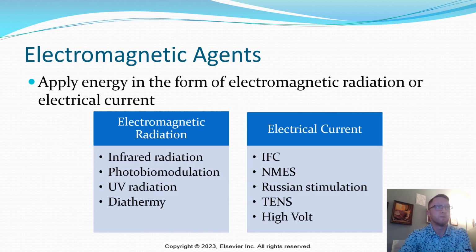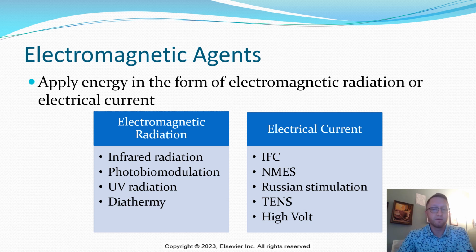When you look at electromagnetic agents, we're applying energy in the form of electromagnetic radiation or some type of electrical current. So we're not going to see a lot of these electromagnetic radiations in class. We are going to discuss them in lecture, but it's not anything that we have in the lab setting. We don't have a diathermy machine. We don't have any type of infrared lights, photobiomodulation lights, or any kind of UV radiation.